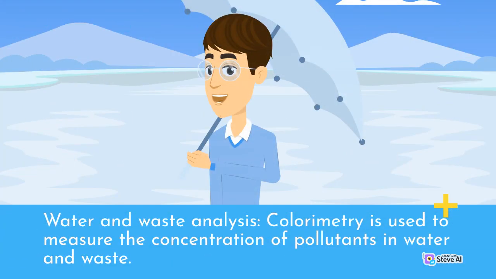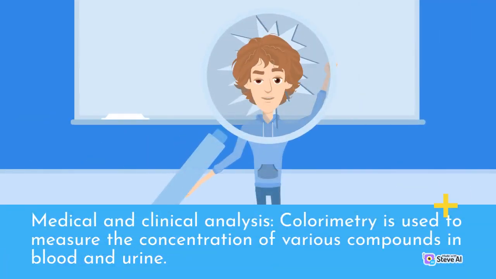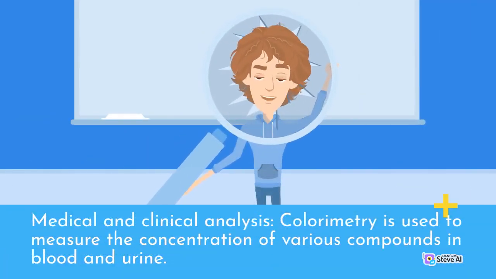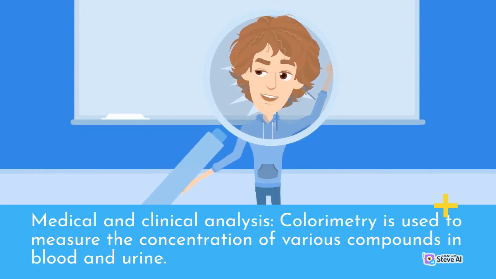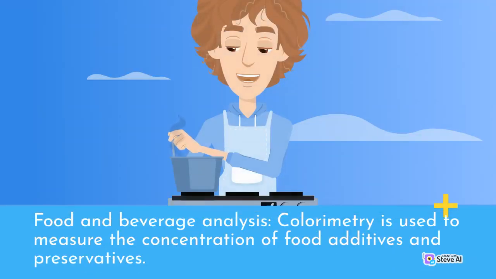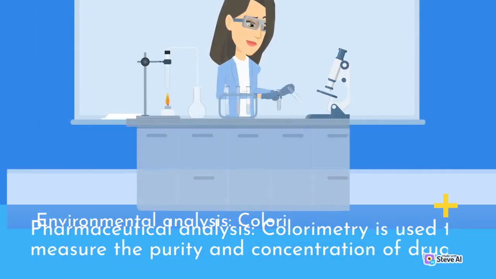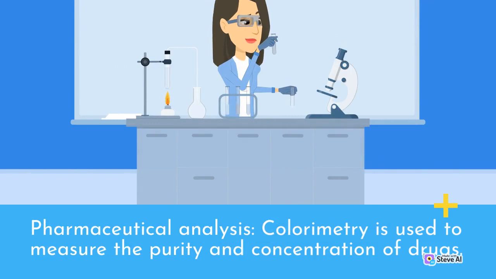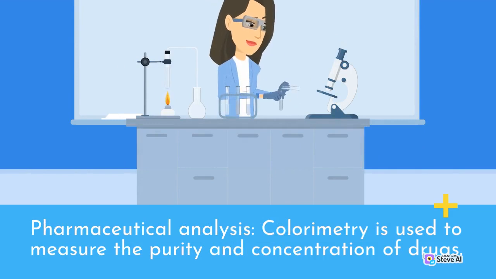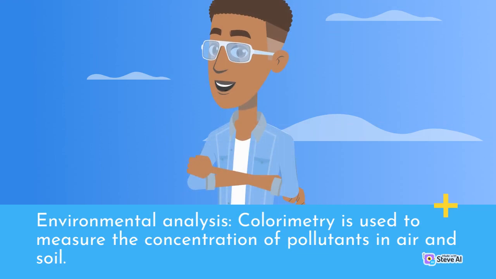Water and waste analysis. Colorimetry is used to measure the concentration of pollutants in water and waste. Medical and clinical analysis. Colorimetry is used to measure the concentration of various compounds in blood and urine. Food and beverage analysis. Colorimetry is used to measure the concentration of food additives and preservatives. Pharmaceutical analysis. Colorimetry is used to measure the purity and concentration of drugs. Environmental analysis. Colorimetry is used to measure the concentration of pollutants in air and soil.